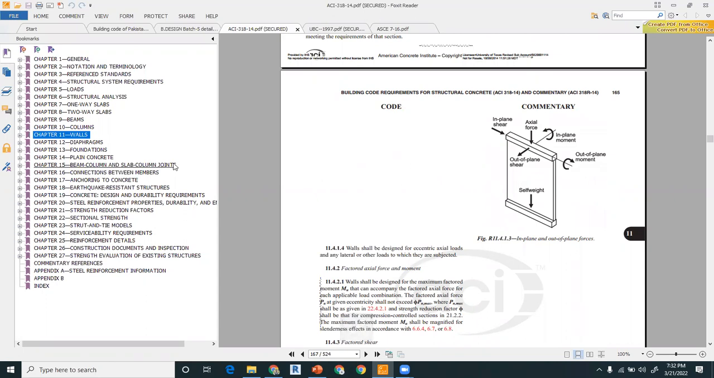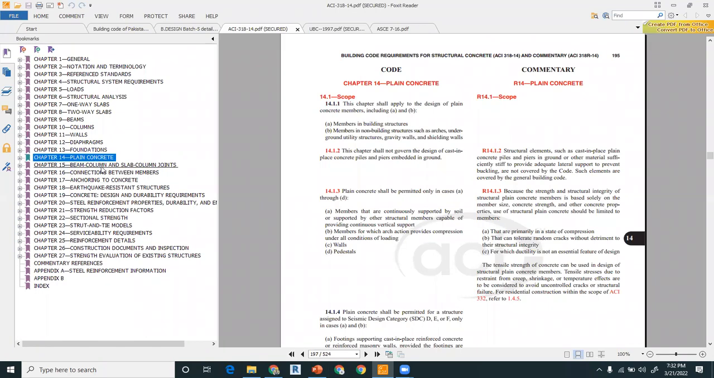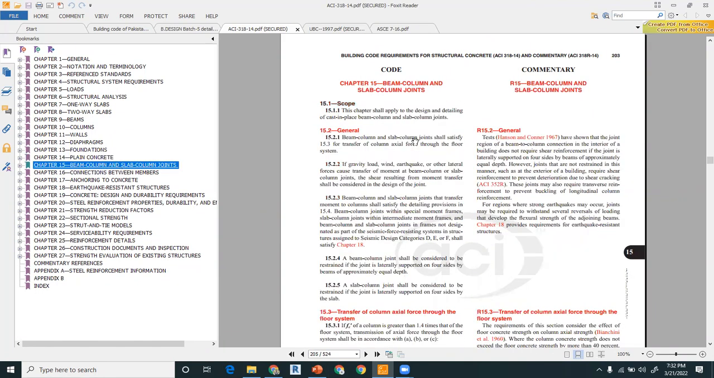So chapter number 13 is about the foundation, and this is 14, again plain concrete, and this chapter number 15 is the beam, column, and slab joints. And you can go through these different chapters as per your requirement.